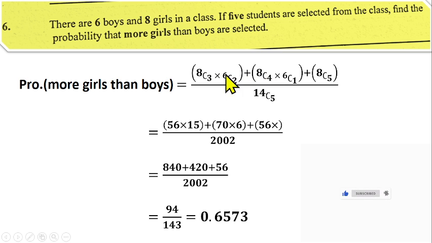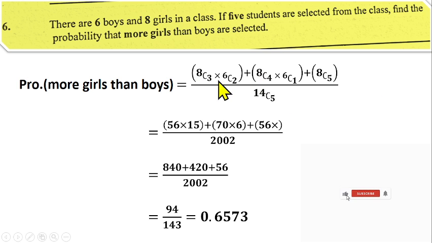Or not only this, you can have another option. You can still pick 4 girls, then you'll be picking 1 boy. That should still give us 8 combination 4 times 6 combination 1. Or you can also pick 5 girls and 0 boys, because we are told that more girls than boys are selected. So we have 8 combination 5 times 6 combination 0, and 6 combination 0 will give us 1. So that's why we are having this.